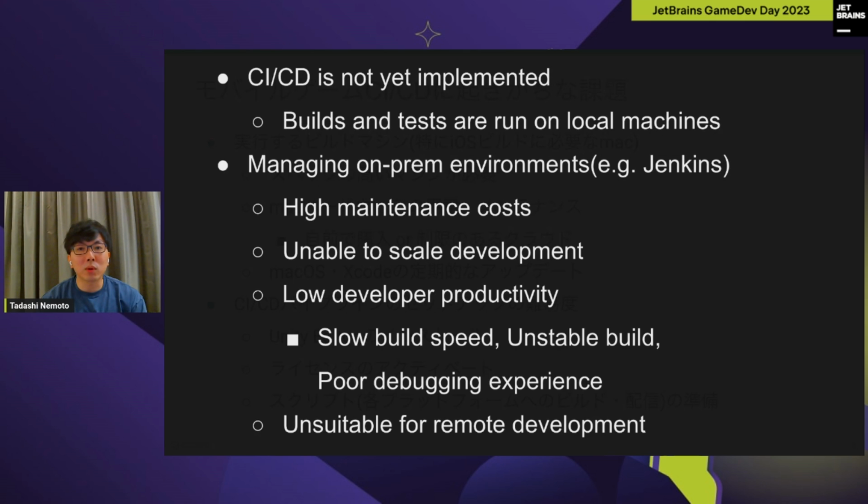Therefore, some mobile game projects have not yet implemented CI/CD, and build and test are run on local machines. Or they are currently managing on-prem environment such as Jenkins, but there are problems. For example, high maintenance cost. When your game or development team is growing, it's hard to scale development. It's not easy to enhance developer productivity, such as build and test are slow, or build and test are flaky, unstable, and poor debugging experience.